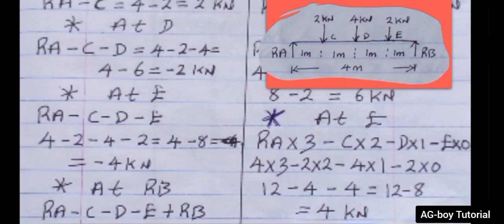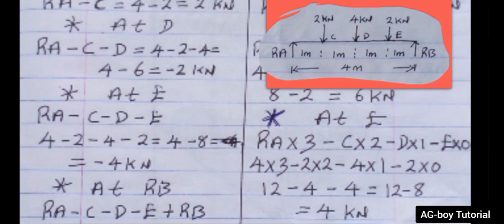At point E, here we have RA, then minus C minus D minus E. So these are what we have here. By substituting, RA is 4, C is 2 kilonewton, D is 4, and E is 2 kilonewton. If you add your minus 2, minus 4, and minus 2, we have a total of minus 8, and then this 4 here is brought down here. Then 4 minus 8, we have minus 4 kilonewton.